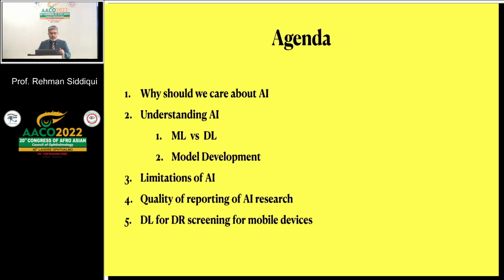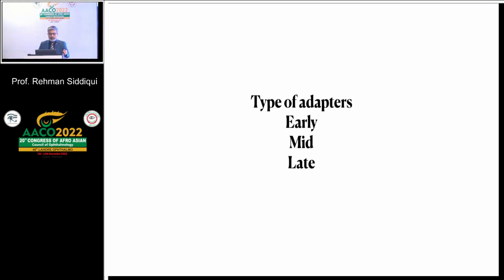So the agenda is why should we as ophthalmologists even care? What's in it for us really? Then trying to understand the basics of AI. We can't go in depth in a short 15 minute talk. Then we also have to understand there's a lot of hype about AI, but what are the limitations of AI? And I think Dr. Rida has already talked about quality of reporting of AI research, so I'm not going to delve into it too much. And then I'm going to try and, in a couple of slides, talk about the deep learning algorithm for diabetic retinopathy screening for mobile devices, taking on from what Dr. Ijaz Sheikh has shown here.